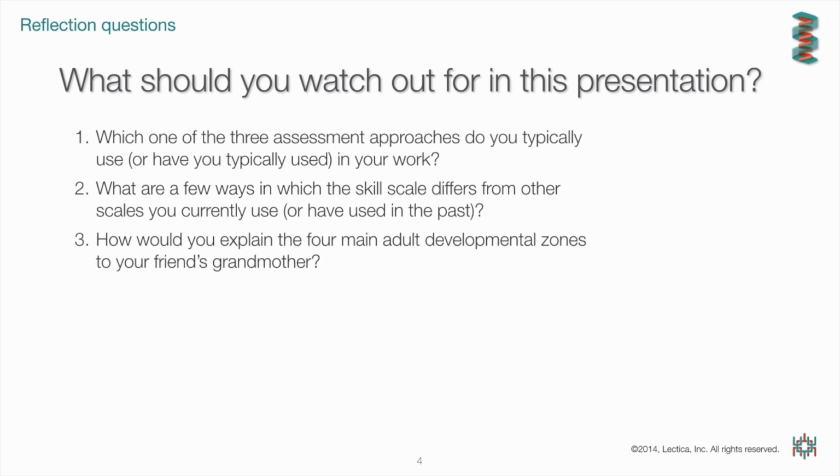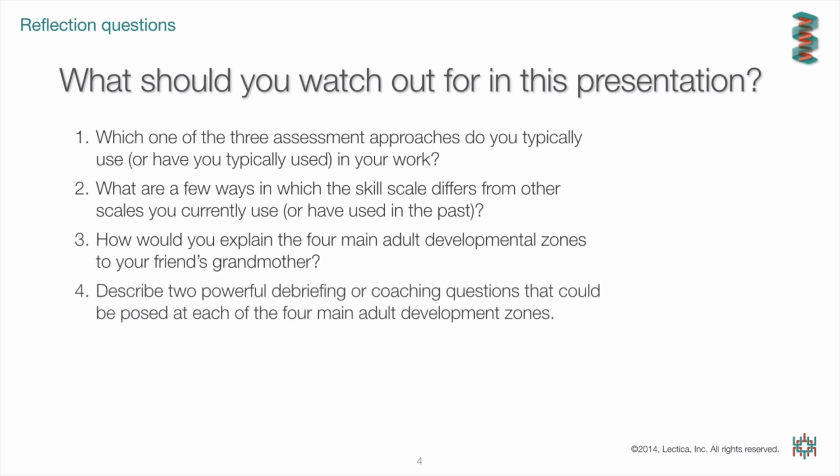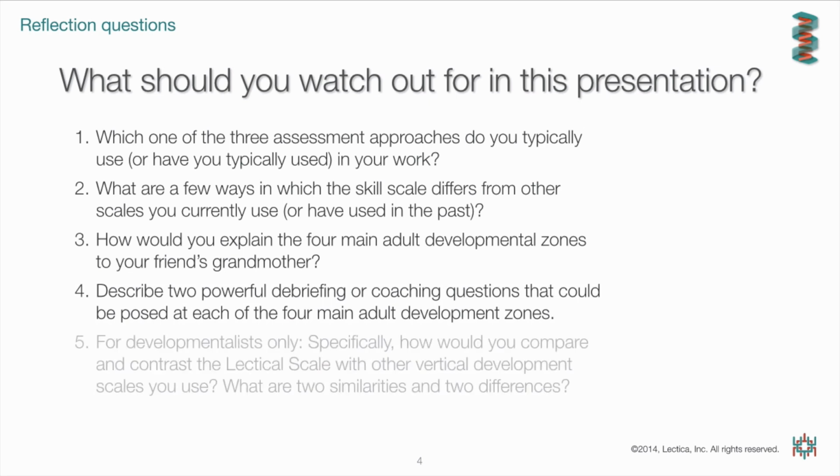Number 3, how would you explain the 4 main adult development zones to your friend's grandmother? Number 4, describe 2 powerful debriefing or coaching questions that could be posed at each of the 4 main adult development zones. I've got a final question for those of you who are more familiar with developmental theory or have used a different approach to measuring vertical development. Specifically, how would you compare and contrast the lectical scale with other vertical development scales that you use? What are 2 similarities and 2 differences?